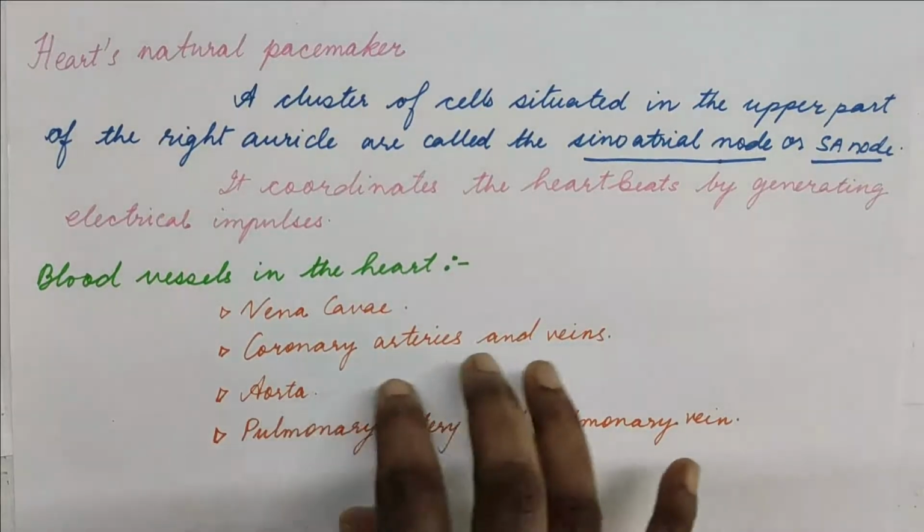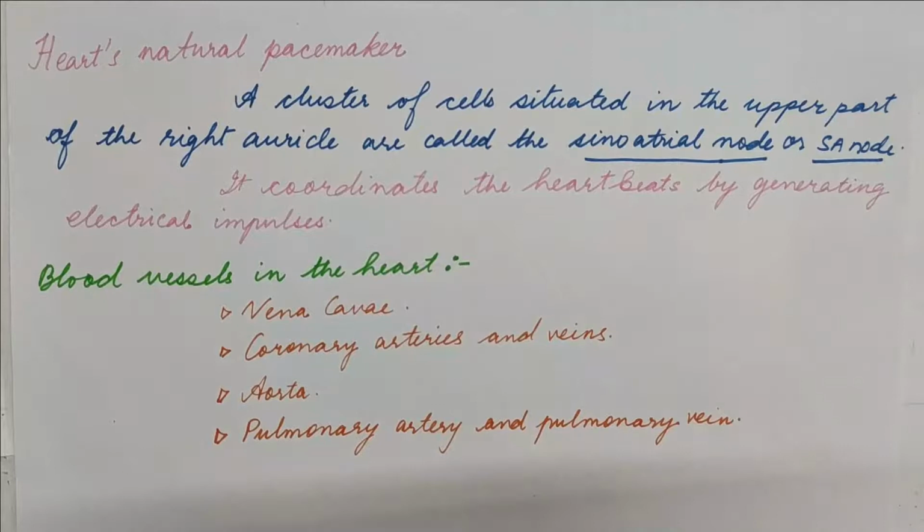Then we have the coronary arteries and veins. These are the coronary blood vessels, and you have seen that coronary relates to the heart. They supply the oxygenated blood to the heart muscles, and the coronary veins return the deoxygenated blood to the right auricle. The coronary arteries are supplying oxygenated blood, and the coronary veins are returning the deoxygenated blood.